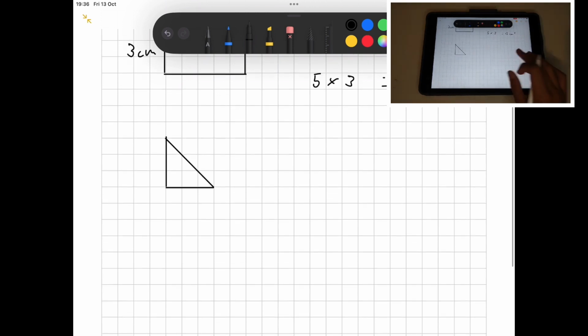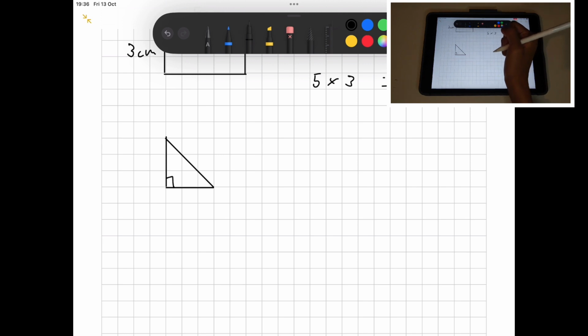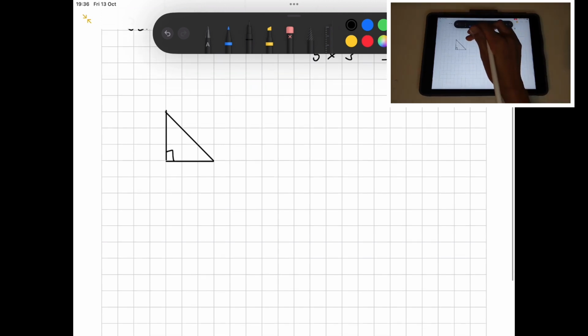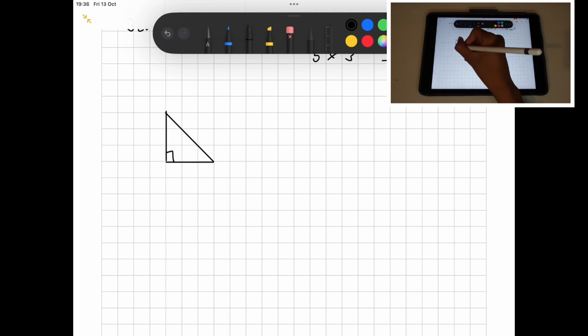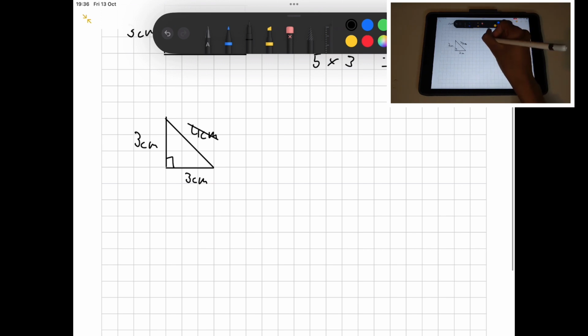So we have a triangle here, and because it's a right angle triangle, the way you would go about calculating the area of it would be, so we'll say that this is 3 centimeters, and then we'll say 4 centimeters. Keep it simple. But this is actually irrelevant. You don't need that at all. What you need to do is base times perpendicular.